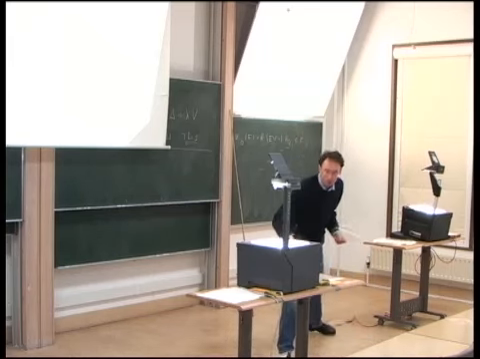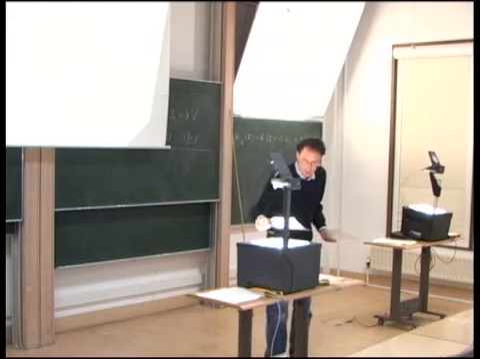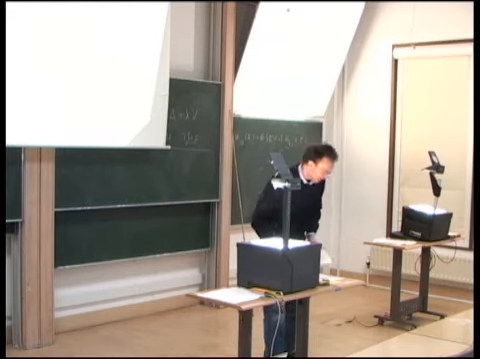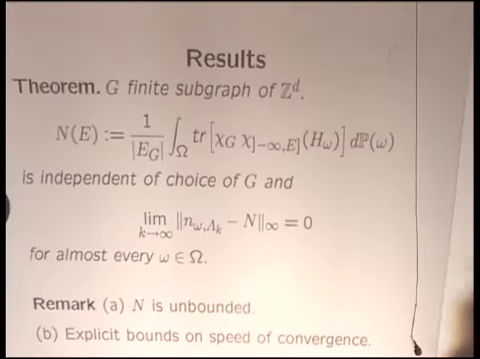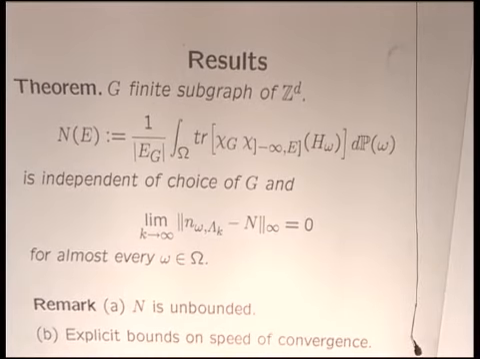And now we come to the result, and that is then also the last transparency. So the result is, assuming this situation, then we can do the following. We take any finite subgraph of c to the d, and we can define a function little n by saying, do the following. Take H omega, take the spectral family from minus infinity to E of H omega.